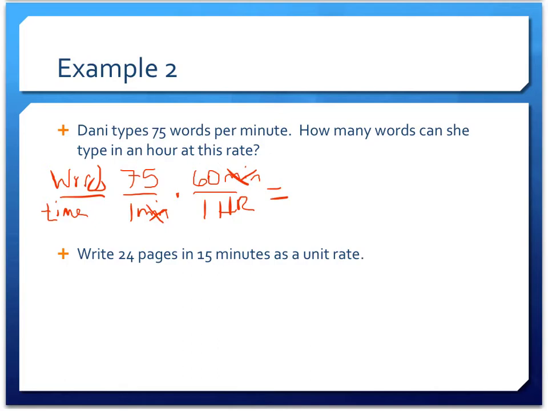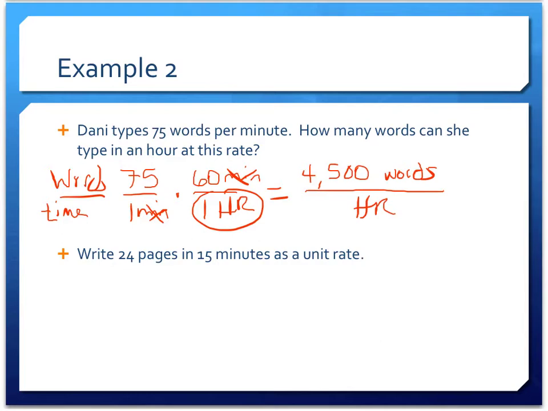And then I can just look at canceling numbers, in which case 1 and 60 I cannot cancel, and 1 and 75 I can't cancel. So in order to get my answer, I just need to take 75 times 60. And when you do that, you get 4,500. And then that would be words. And now it's going to be words per, and then now what's left at the bottom here is hour. So words per 1 hour, which is a unit rate.